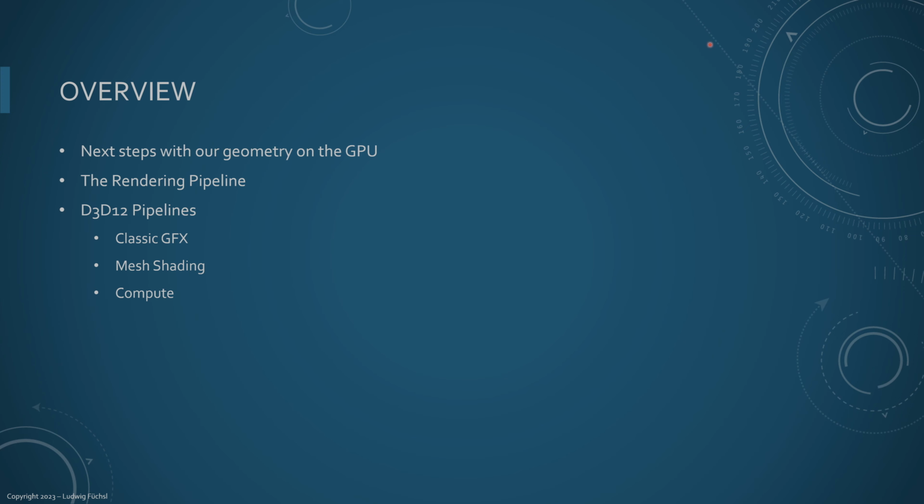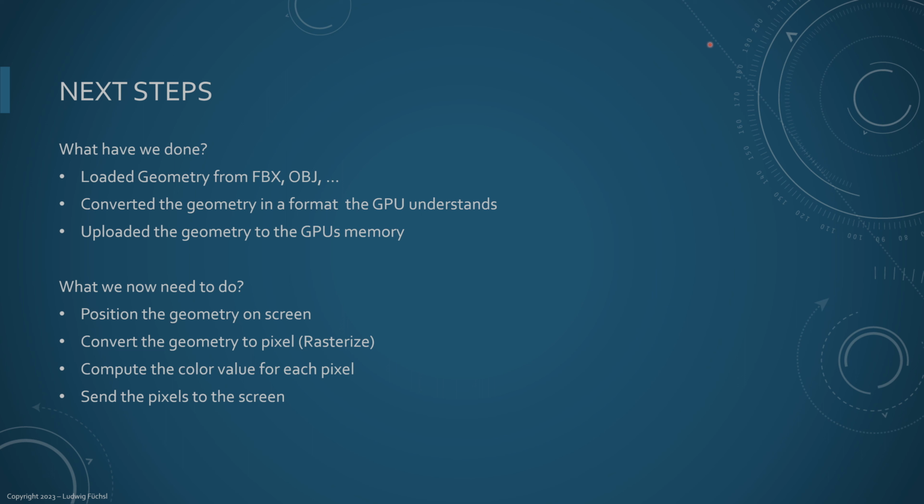Alright, so let's get started with the next step that we need to do. What we have already done in the last video is we have loaded geometry from an FBX or OBJ file. We have converted it into a format that the GPU understands. So we have defined that our vertex should look like that, X, Y, Z, and W. We loaded the FBX file with ASM, and then we converted the FBX file into vertices with X, Y, Z, W values, and indices, so that we know which vertices make up a triangle, because that's how the GPU understands geometry.